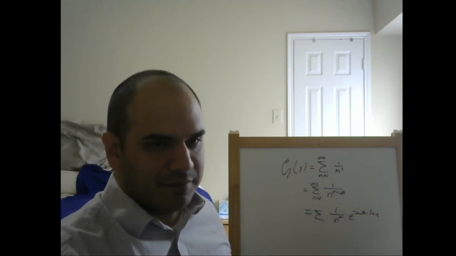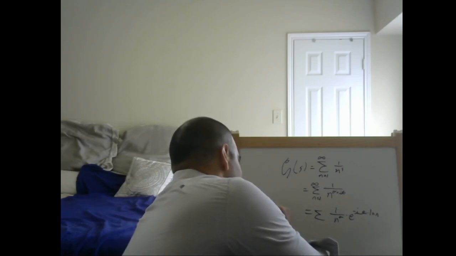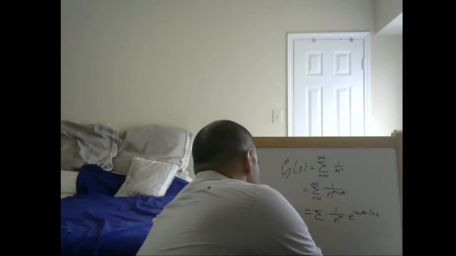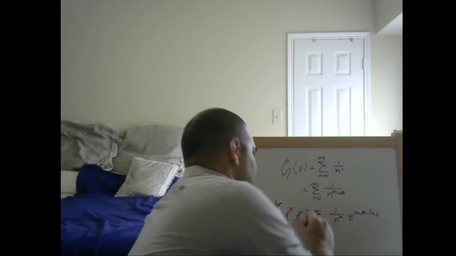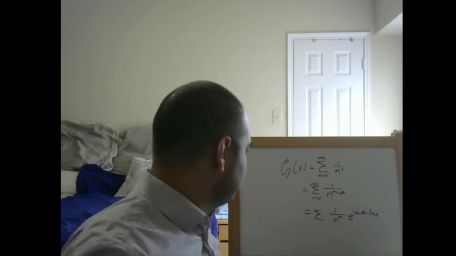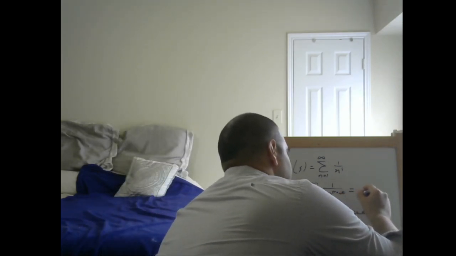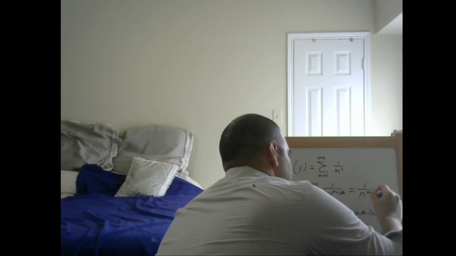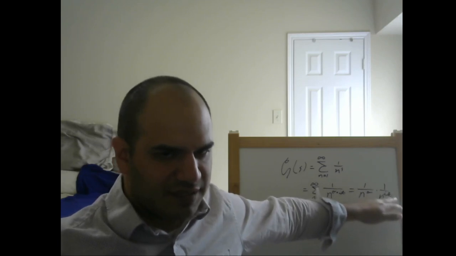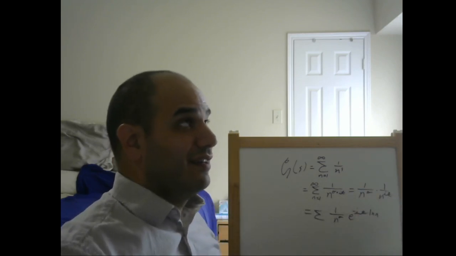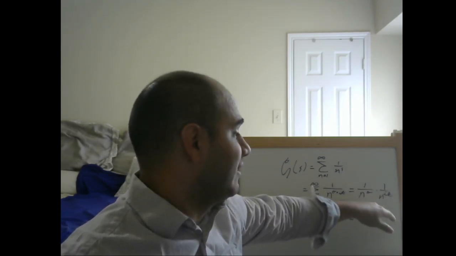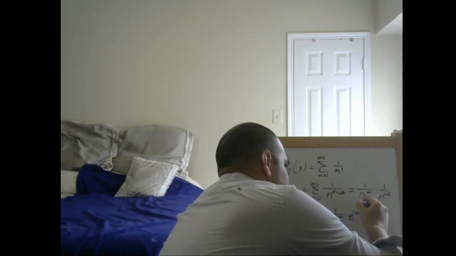Okay. So this breaks up just like you would expect normal exponent arithmetic to behave, right? So a raised to the x plus y is equal to a to the x times a to the y. So then we can do that same thing here. And you get 1 over n to the sigma times 1 over n to the it. A change of base will get you to this form. So this is 1 over n to the it, or n to the minus it.